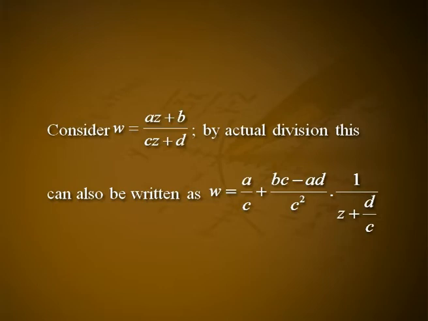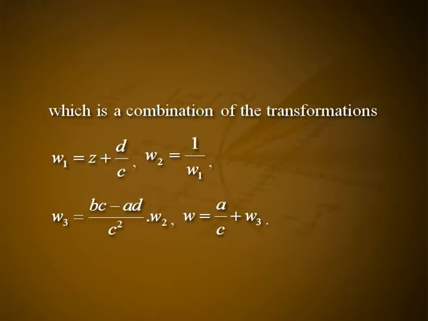which is a combination of the transformations w1 = z + d/c, w2 = 1/w1, w3 = ((bc − ad)/c²) × w2, and w = a/c + w3. By these transformations, we successively pass from the z plane to the w1 plane, from the w1 plane to the w2 plane, from the w2 plane to the w3 plane, and finally from the w3 plane to the w plane.